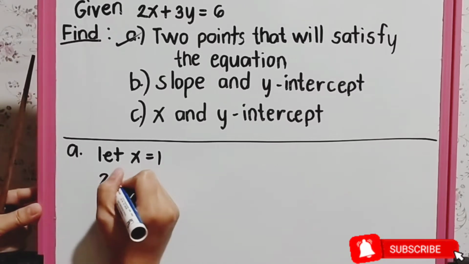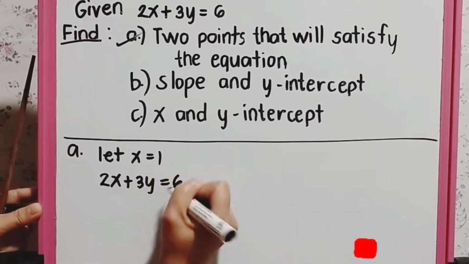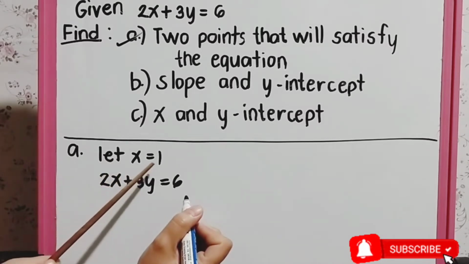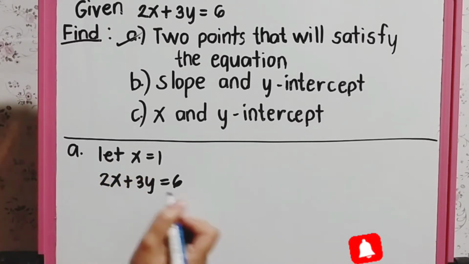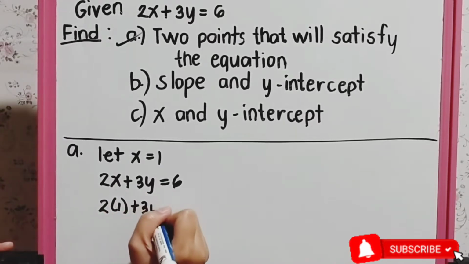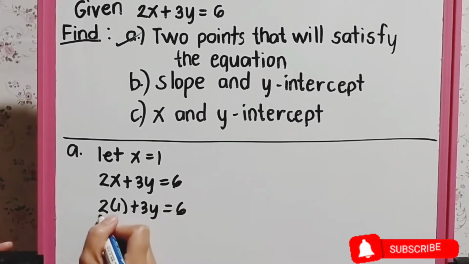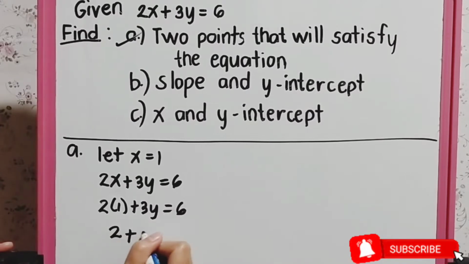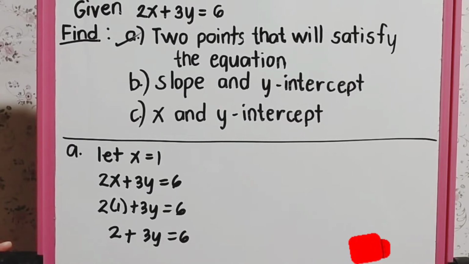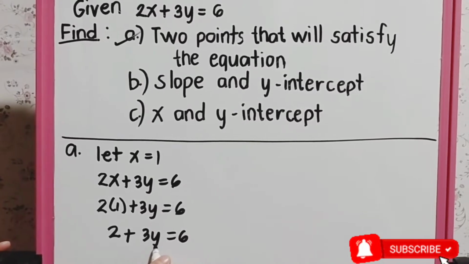So, we will just substitute that to our equation. The equation is 2x plus 3y equals 6. Let x be equal to 1. Now, if x is equal to 1, we will replace x with 1, 2 times 1 plus 3y equals 6. And then we will just solve this. 2 times 1, we have 2 plus 3y equals 6. So, kailangan ma-solve natin yung y. So, alisin natin unti-unti at kailangan y lang ang may iwan doon.